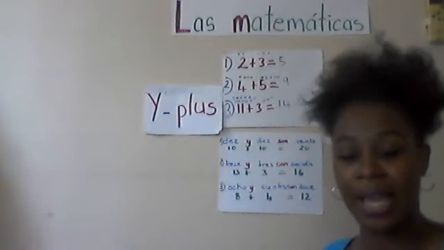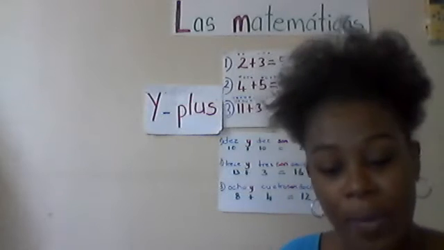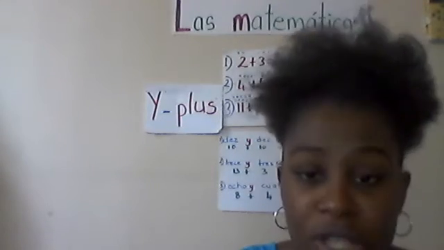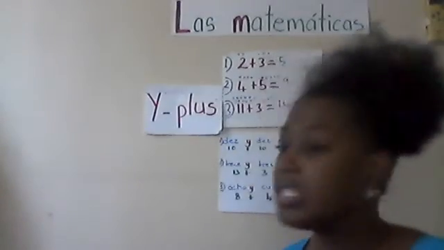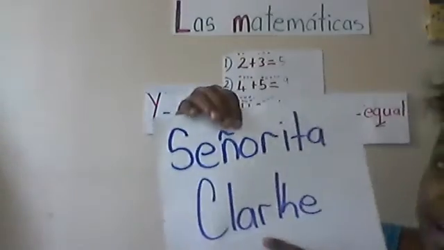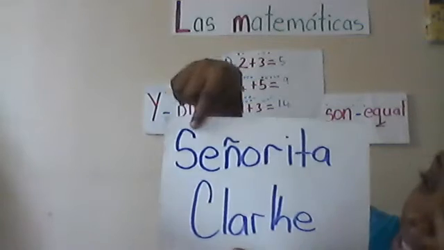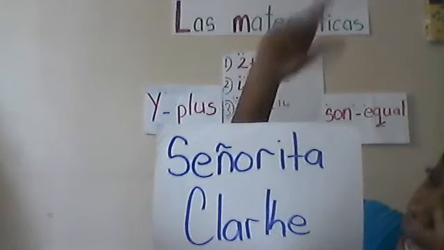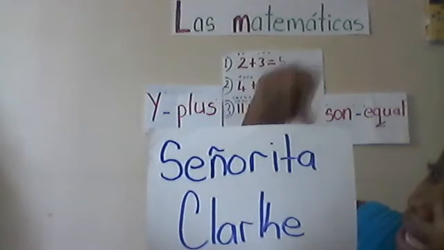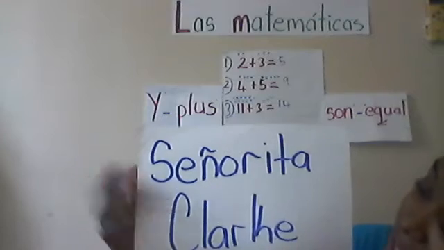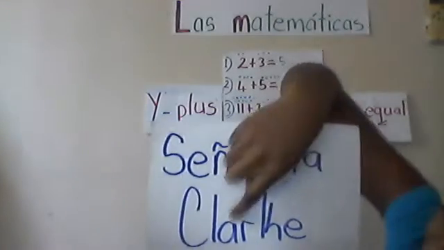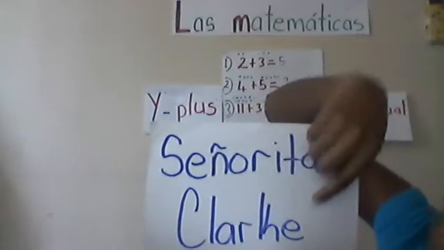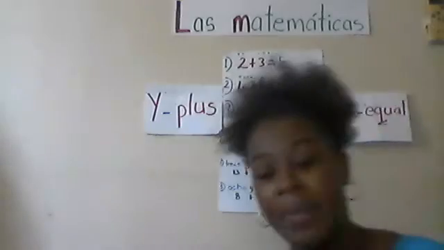Alright, so that was El Abecedario with Jack Hartman. Now we're going to be spelling my name. So, ¿cómo te llamas? Me llamo Señorita Clark. We're going to spell my name, Señorita Clark, in Español. So let's go. It's S, E, N, O, R, I, T, A, C, L, A, R, K. And that's how you would spell Señorita Clark.